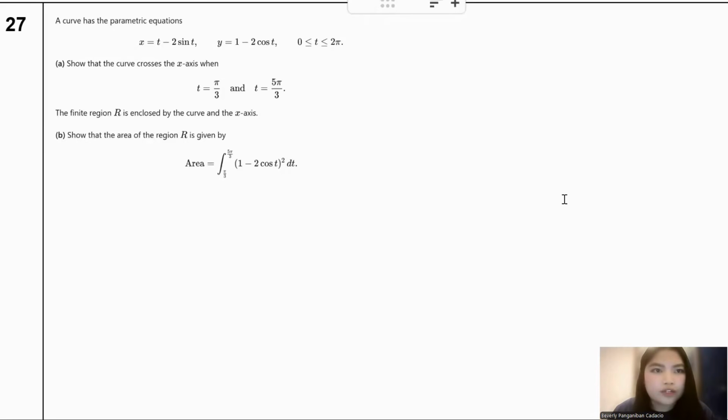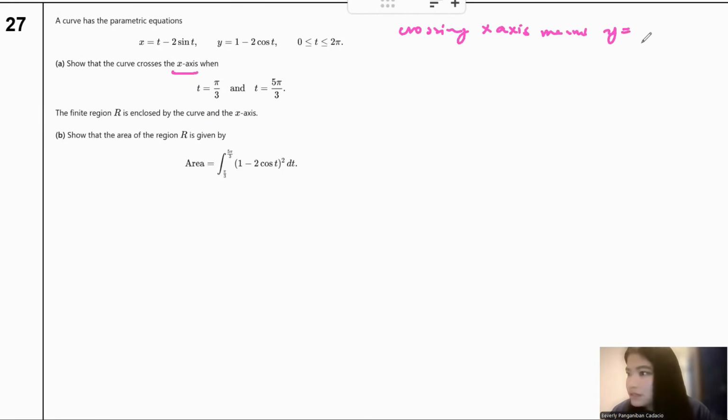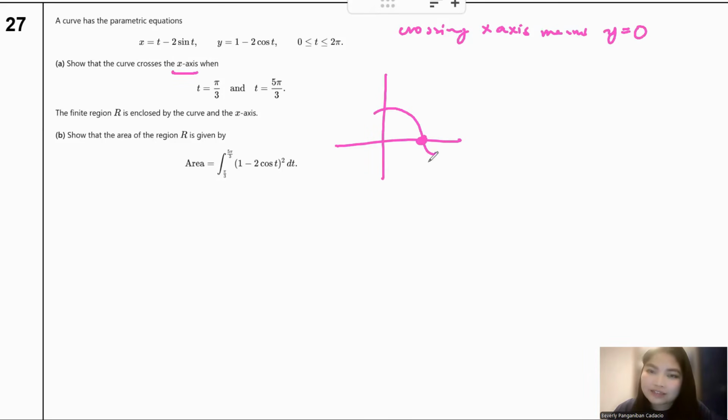7. Okay, show that the curve crosses the x-axis when t is equal to this one and to this one. You're just going to focus on one of the parametric equations. Show that the curve crosses the x-axis. Crossing the x-axis means that your y will be equal to 0, right? Because, for example, you have a line passing through the x-axis. You know that the height there will just be 0. So y is equal to 0.